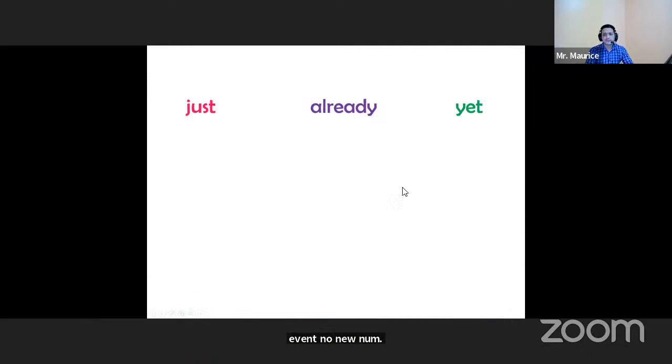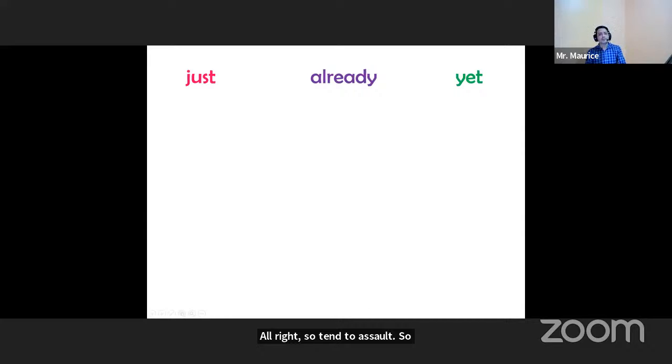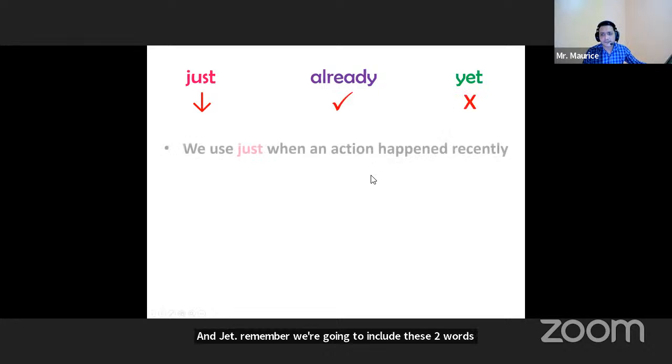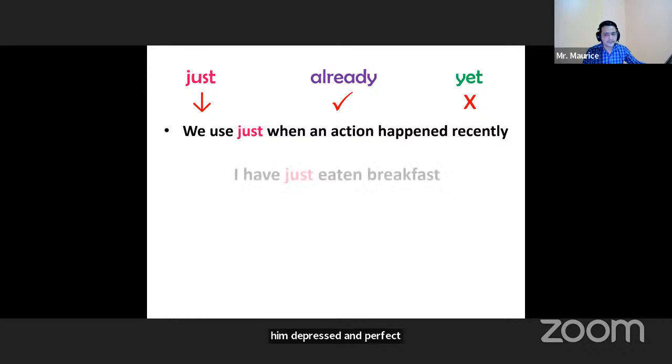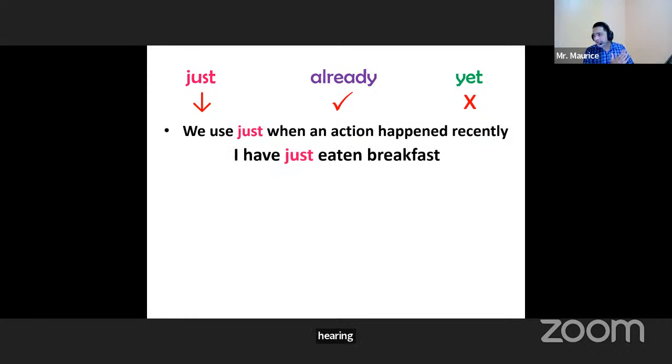Time to start. So these are the three words that we're going to learn: just, already, and yet. Remember, we're going to include these words in the present perfect. Here we go. Angie Zambrano, could you please read this for me? We use just when an action happened recently. I have just eaten breakfast.